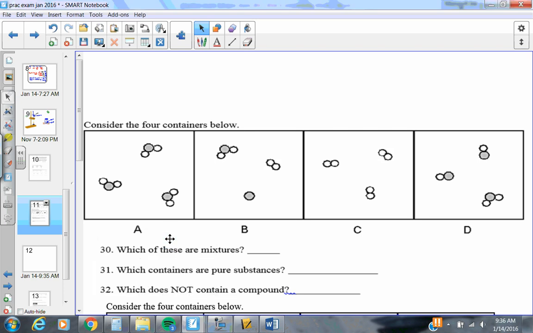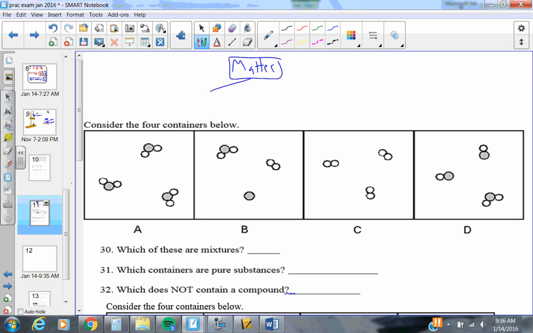Page 7. This is going to be all about matter. These particle diagrams. All matter can be broken up into either pure substances or mixtures. If they're pure, they either have to be elements or compounds.